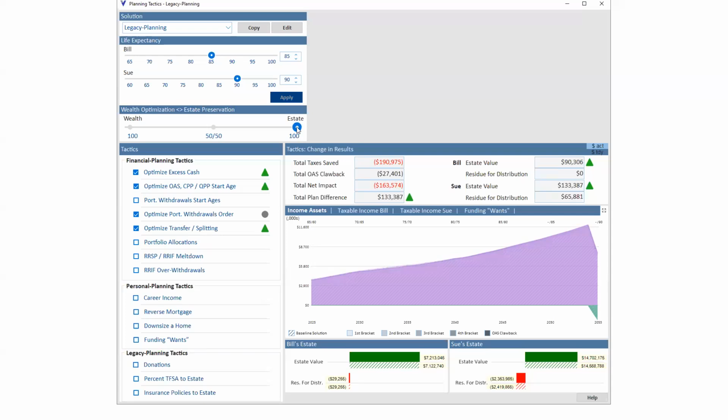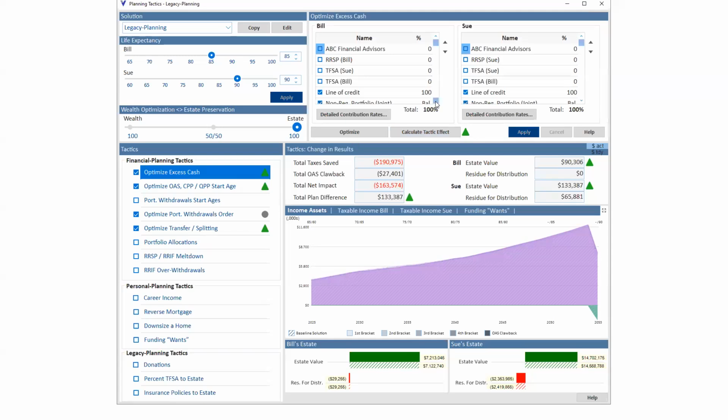And this is important to appreciate because if you go to optimize excess cash, for example, what you'll see is that the line of credit is being paid off, but then all excess cash is actually going into the non-registered portfolio. Whereas in the past, when we've talked about wealth optimization, the excess cash has actually gone to RSPs and TFSAs. But in this case, it's going into the non-reg portfolio because we're trying to preserve liquidity for estate planning purposes.